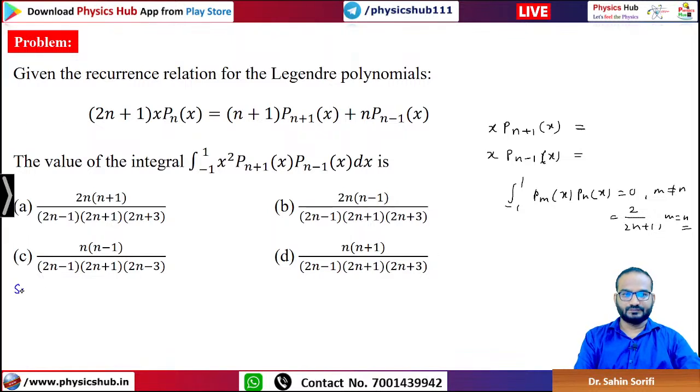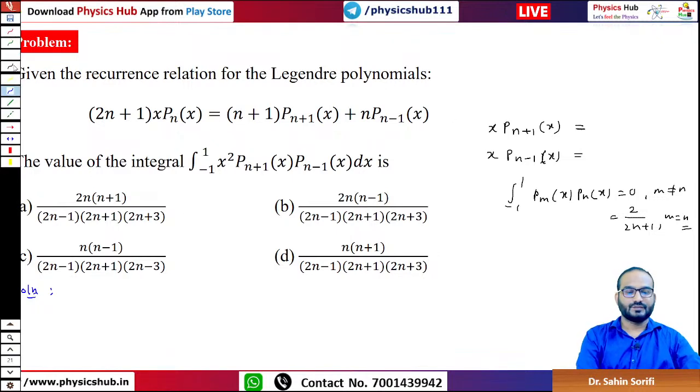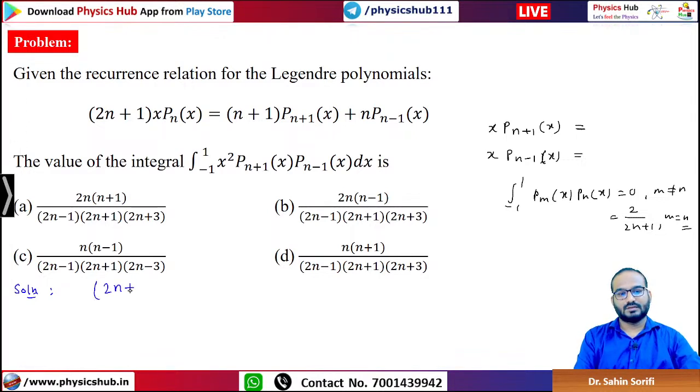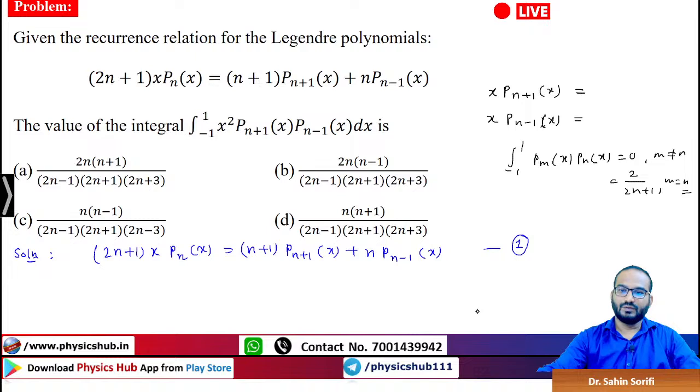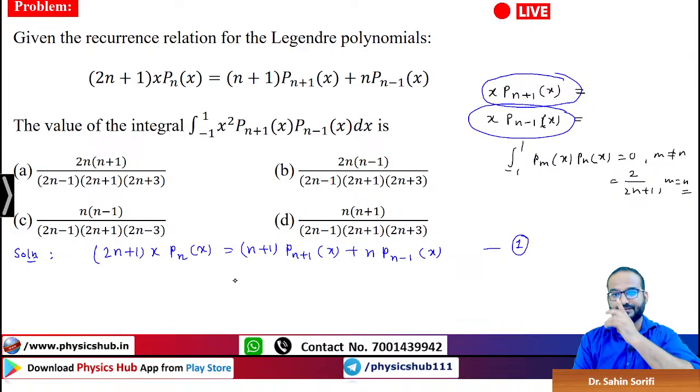Let's do it together, okay? So first of all, this is the given recurrence relation: 2n plus 1 x Pn of x equals n plus 1 Pn plus 1 of x plus n Pn minus 1 of x. Let's say this is equation number 1. What is our target? x squared into this. So firstly we will calculate this, then multiply, then we will take the integration using this.